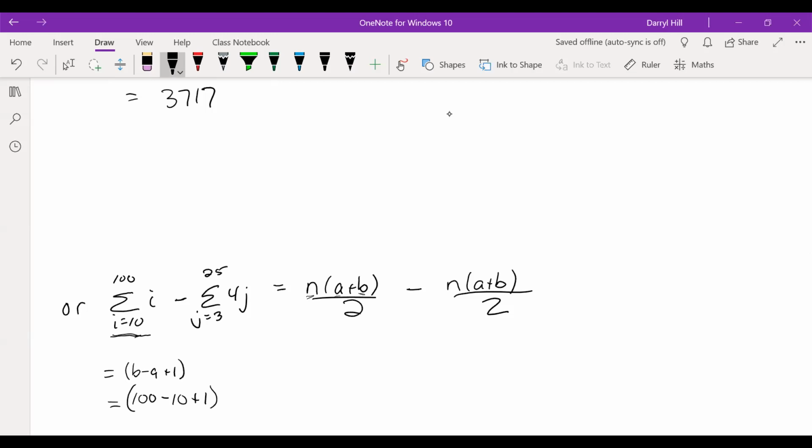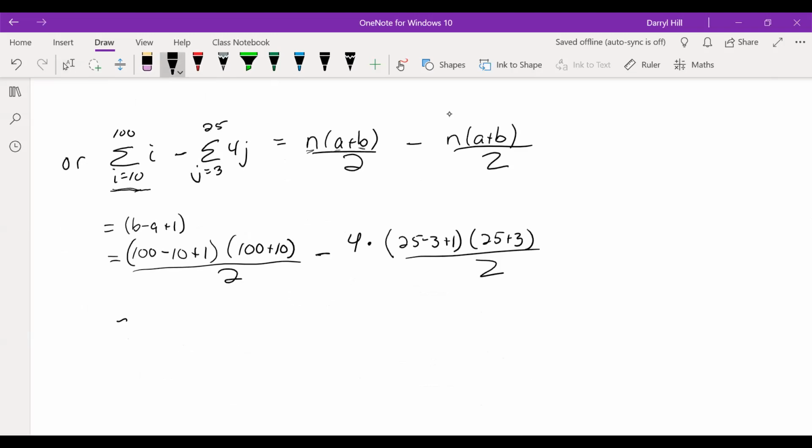And then times a plus b, which is, sorry, a plus b is just 100 plus 10. And all of this is over 2. And then over here we have 4 times, again, 25 minus 3 plus 1 times 25 plus 3, all over 2.